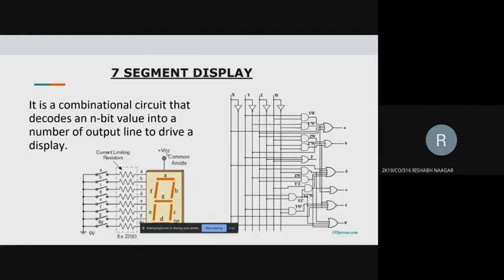The first component is the 7-segment display. A 7-segment display is a combinational circuit that decodes the n-bit value into a number of output lines to drive a display. It has 7 segments that can light up to display a number. For instance, the number 8 uses all 7 segments, but the segments are designed to light up in an array to display the numbers 0 to 9. These lights are situated on the display so that they display 2 sets of digit numbers.